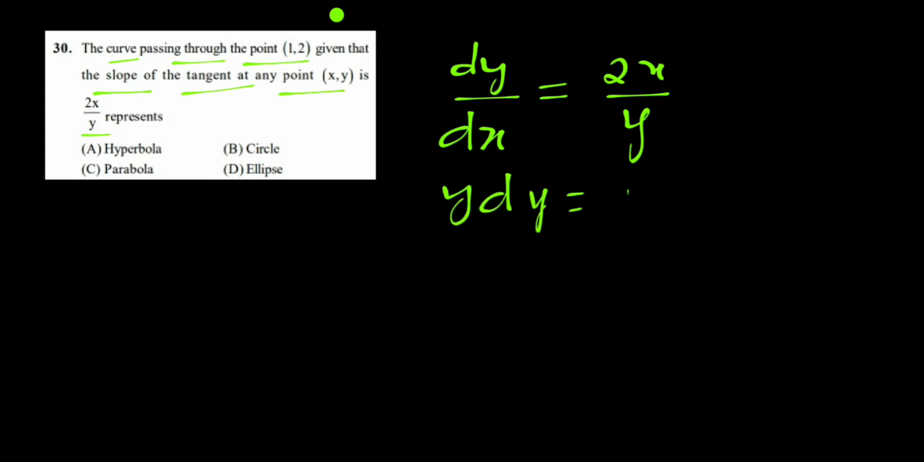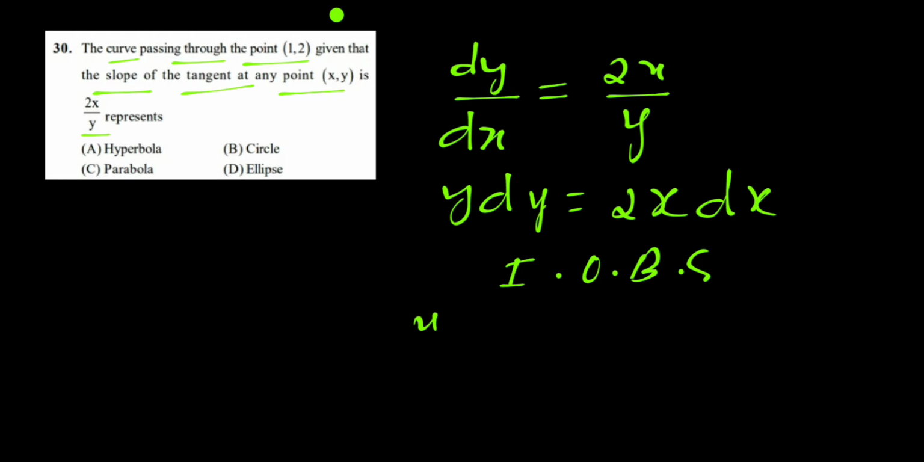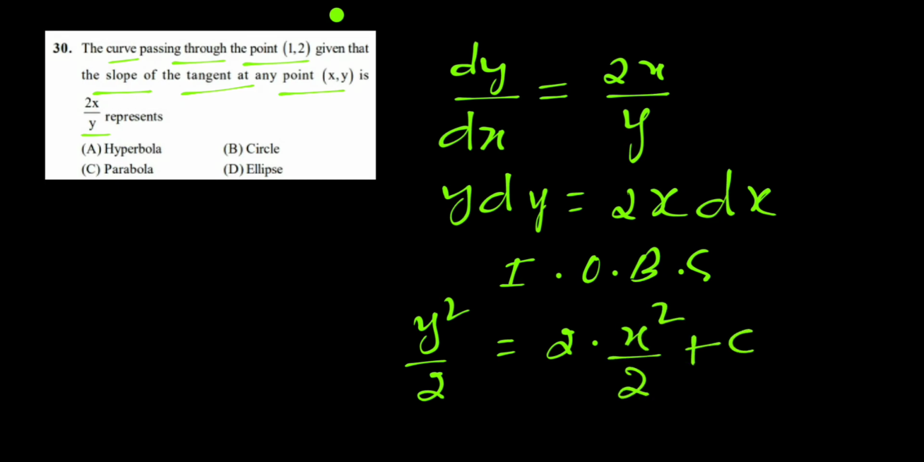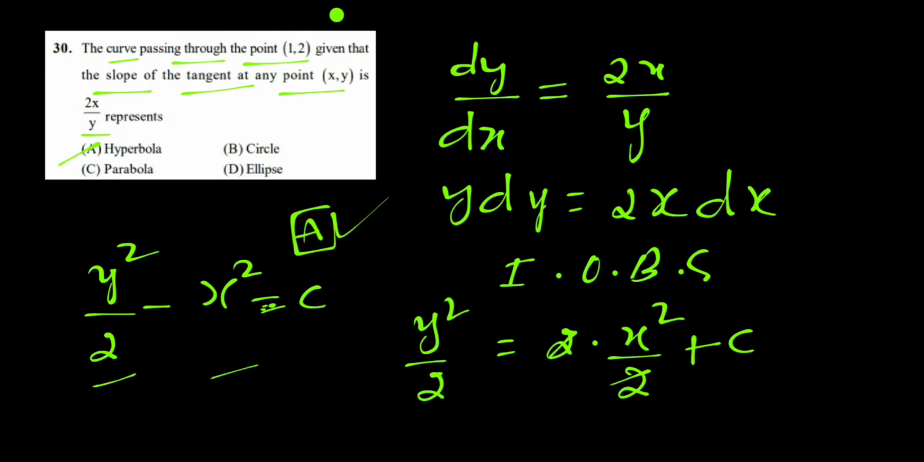y dy = 2x dx. Integrating on both sides, we get y²/2 = 2·x²/2 + c. Here the 2 cancels, so y²/2 − x² = c. This is in the form of a hyperbola. Hyperbola is the correct answer.